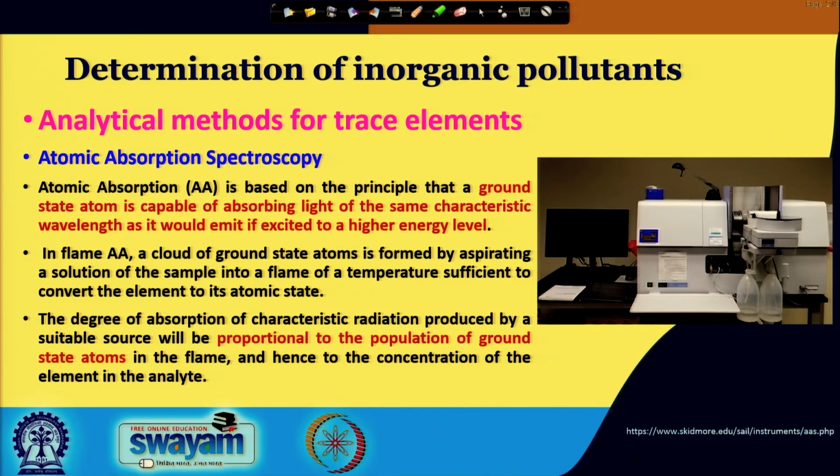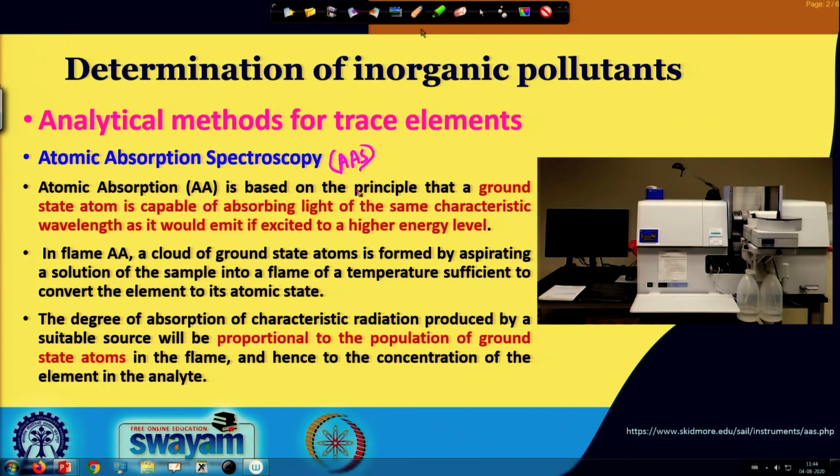Now, we have already started talking about the atomic spectroscopy. Remember, we have already talked about the ICP-AES. So, it is one kind of atomic spectroscopy. Now, this ICP-AES is basically atomic emission spectroscopy. Now, we are going to talk about the atomic absorption spectroscopy. It is generally denoted as AAS.